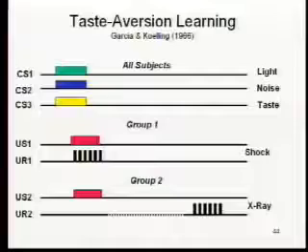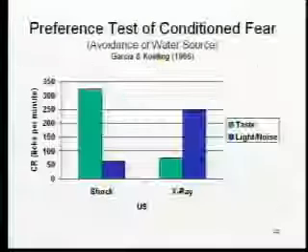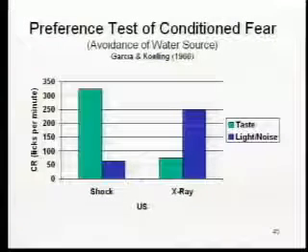Okay, you got the experiment? Here's the compound conditioned stimulus. Here is the unconditioned stimulus. Here's the unconditioned response, and here's the unconditioned response for group 2. Now we give the animals a choice. They can either drink from a bright, noisy source of water, or they can drink from a sweet source of water, and here are the results of the experiment.